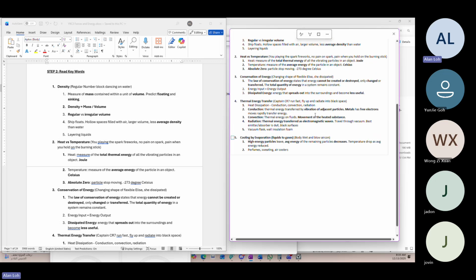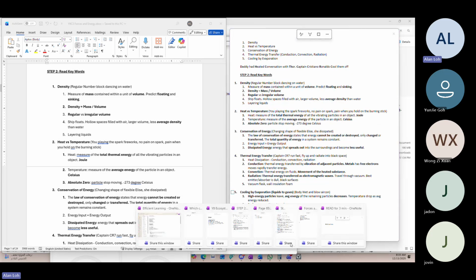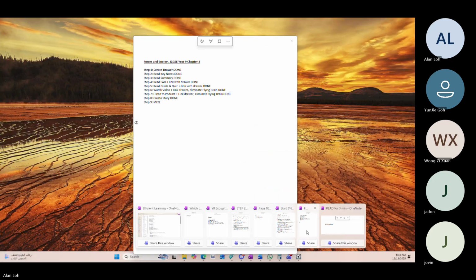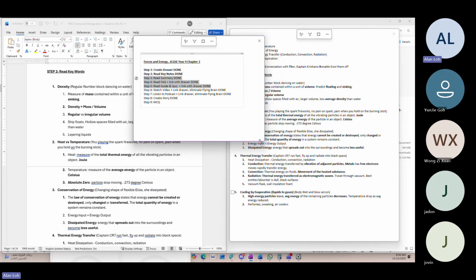So these are the 5 drawers, and we have done step 2. Now we have completed step 2, which is this part, reading the keynotes. Now, stay with me. There's still a bit of reading that needs to be done. Right? I know it's very boring, but stay with me.